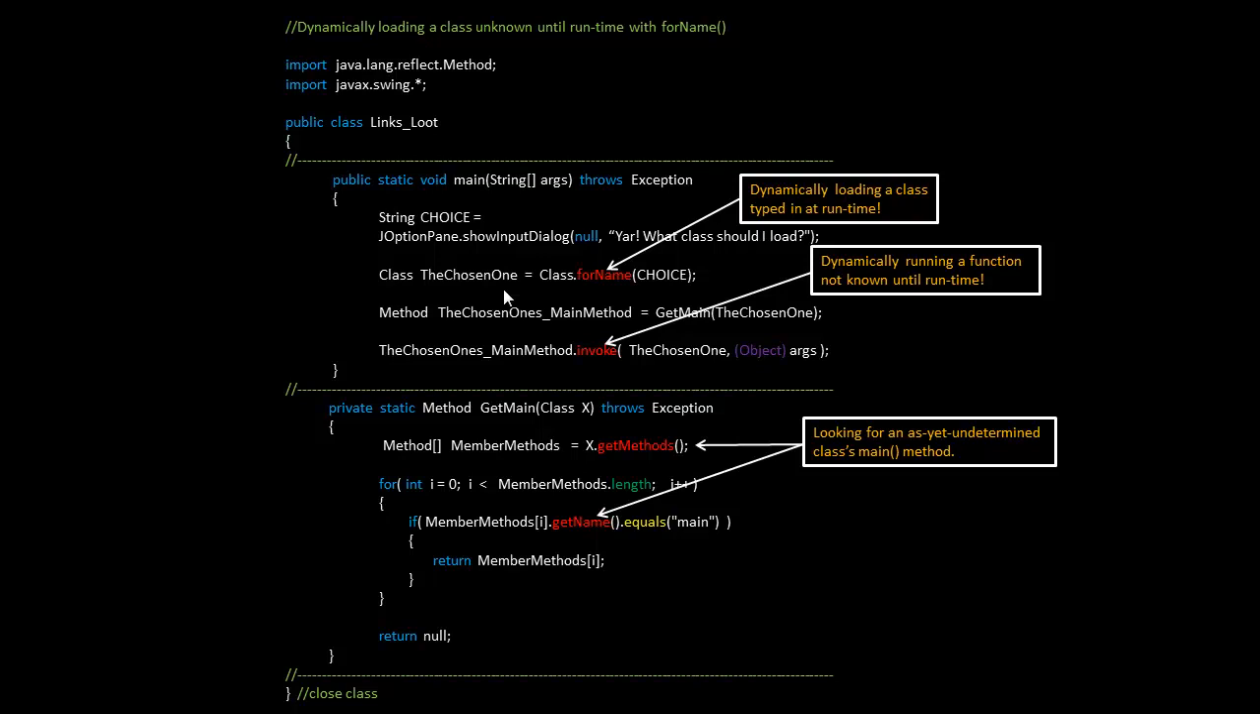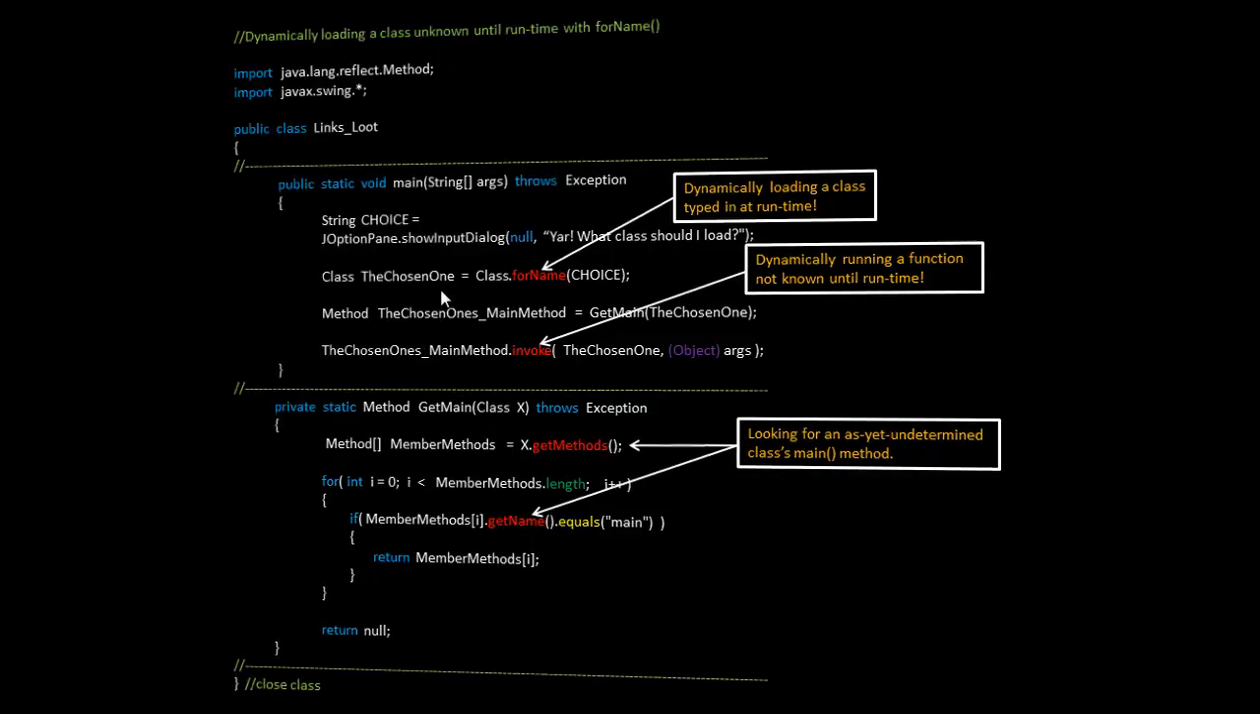And here we're just getting that method. We want to look for and find the main method, and we're going to run it. So let's see how this looks in NetBeans, and we'll run the code.